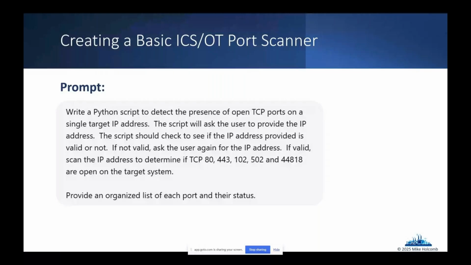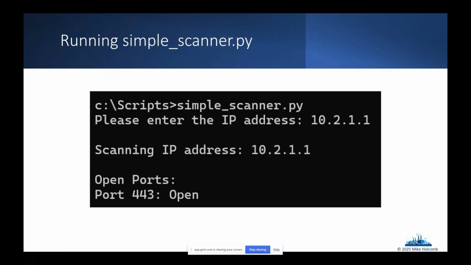But the idea is we're going to create this port scanner just to see if any of these ports are open. And so ChatGPT comes back and says, here's your script. I run it, in this case, against my Wi-Fi access point at home. And you see, yeah, it shows TCP 443 is open, so probably some web administrative interface. That's one of the reasons why we look for that port.